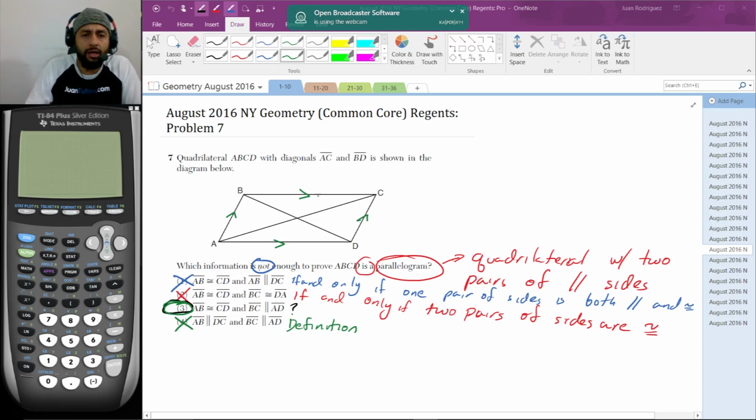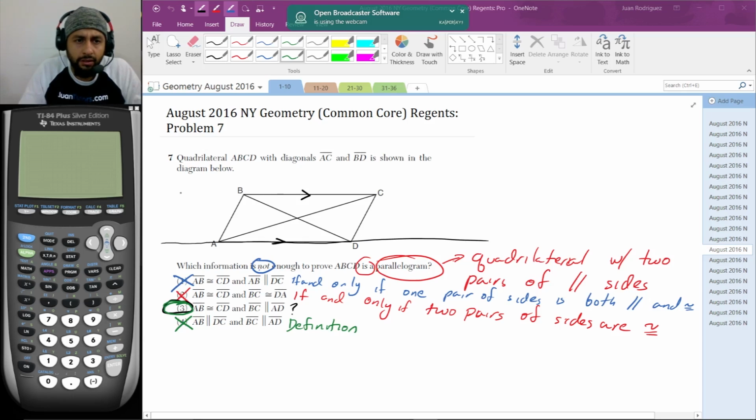Now it's tough to see why this might be the case. But see, by saying that BC is parallel to AD, all we're saying is that these two sides are parallel. They're contained in parallel lines. And this one's contained in parallel lines. We don't know the lengths. We don't know how long they are. We just know that they're contained in certain parallel lines.